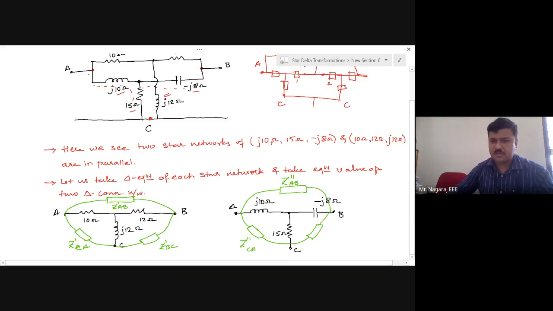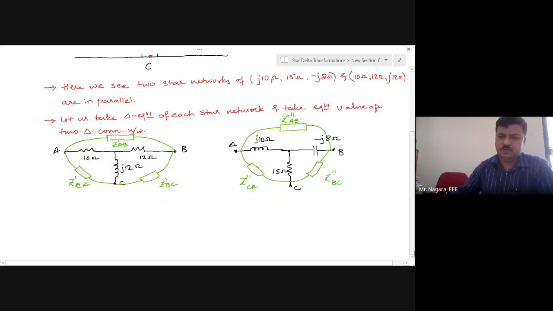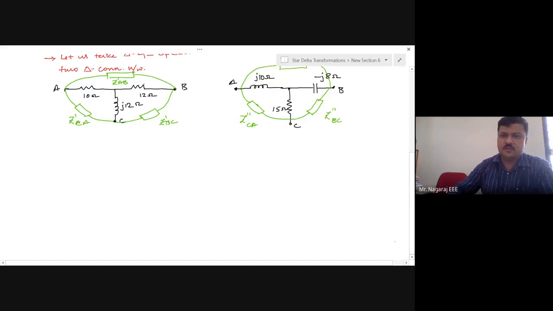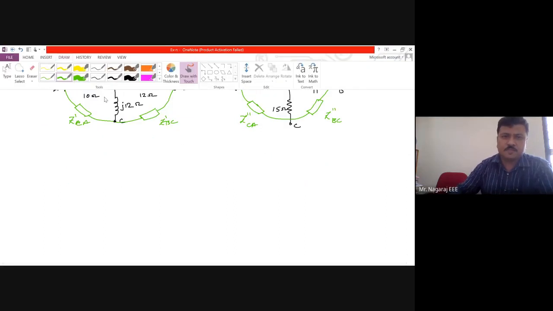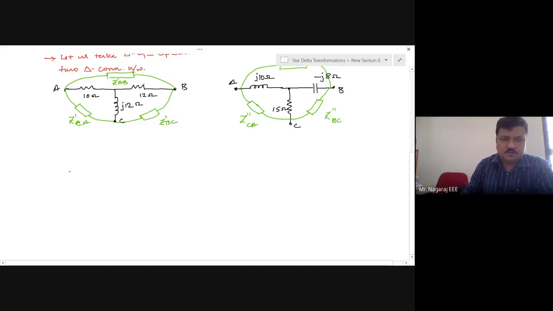Z double dash CA, Z double dash BC. Just to differentiate between the final ZAB, ZBC, ZCA and the intermediate ZAB, ZBC, ZCA. That is the only reason why I have taken this. Okay. Now, we'll do it here only. ZAB dash is equals to, yeah.